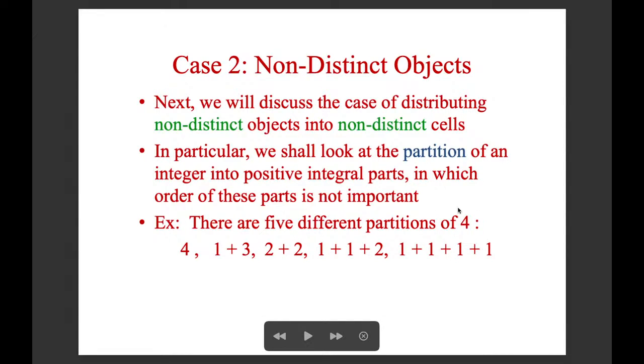For instance, if you have the integer 4, the different ways of cutting 4 into parts are: 4 itself could be one way, or we can have 1 plus 3, so that 4 is divided into 2 parts, one of them 1 and the other 3, and we don't care about the ordering. So 1 plus 3 would be the same as 3 plus 1. We can also have 2 plus 2, then 1 plus 1 plus 2, and finally 1 plus 1 plus 1 plus 1, where we are distributing 4 into 4 parts, each part being 1. These are all the 5 possible ways to partition the number 4 into a sum of positive integers. This corresponds to partitioning 4 non-distinct objects into an unlimited number of non-distinct cells.